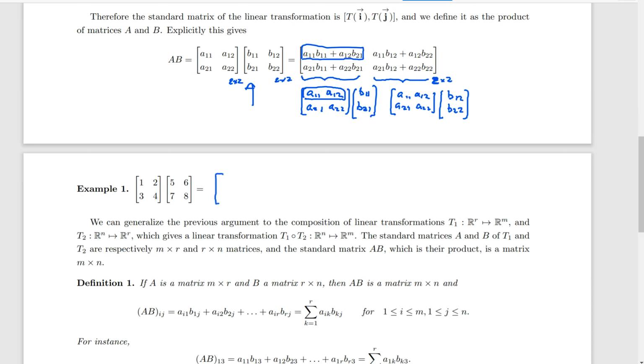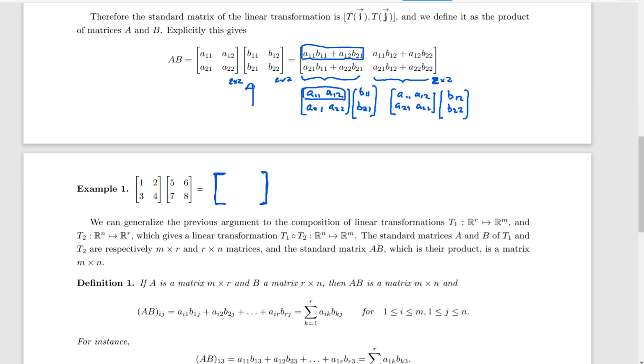So let's try to multiply these together. Maybe first you want to try this by yourself. So pause and come back and see if you were able to do it. Okay, so I'm going to get a 2 by 2 matrix.